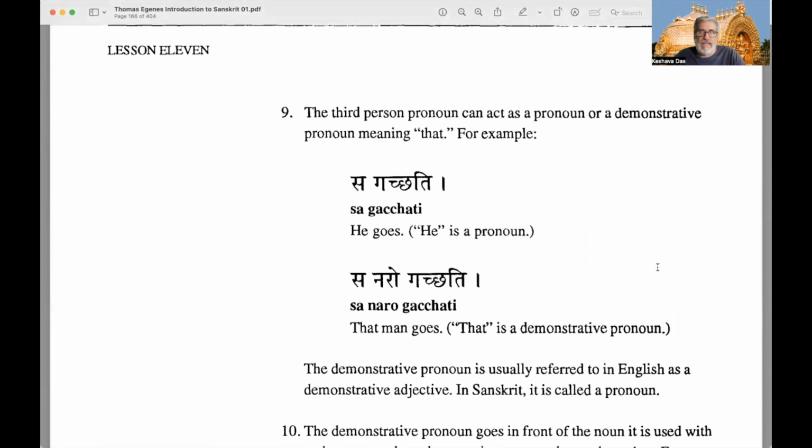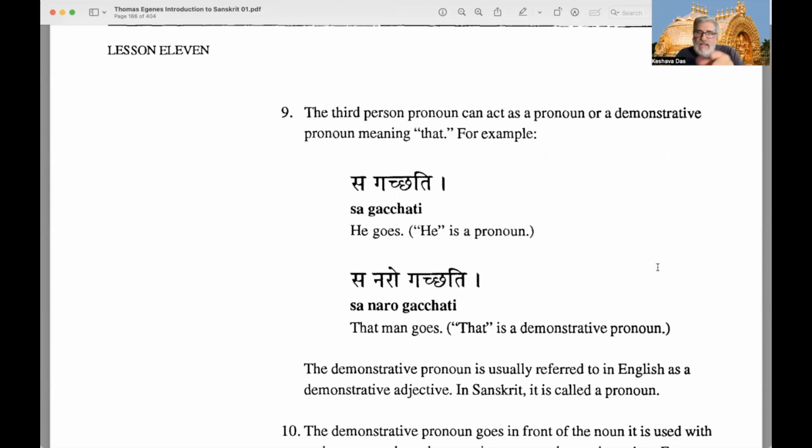And so he, it, and she. The third person pronoun can act as a pronoun or a demonstrative pronoun, meaning that. Okay, so we have other types of pronouns. These are personal pronouns. He, she, and it are personal pronouns. But there's another type of pronoun called a demonstrative pronoun. So we have demonstrative pronoun means like this or that, right? Them or those, sort of like that.